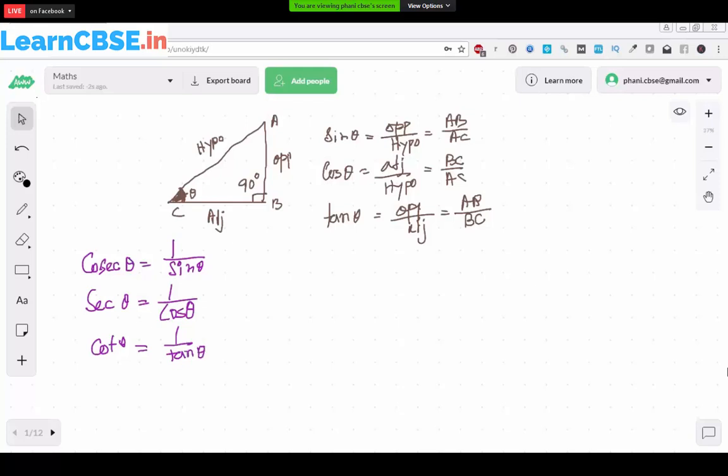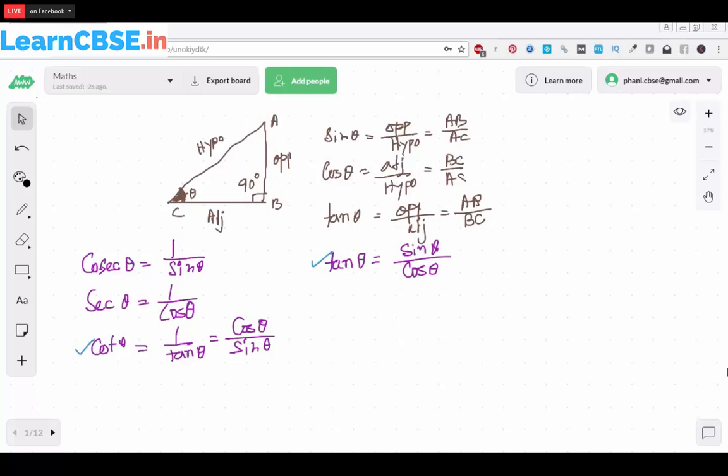There is a relation between tan and cot. Tan is sine theta and cos theta. So tan theta is sine theta by cos theta. And as cot is the reciprocal of tan, it will be cos theta by sine theta. So that's the tan theta and cot theta.